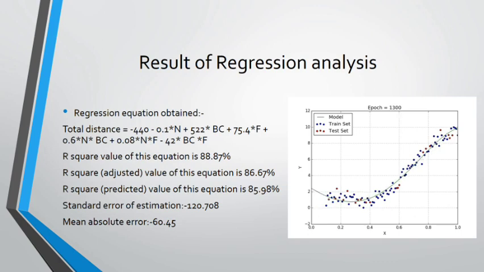R square adjusted value is 86.67. R square adjusted gives us an idea about the variance between the independent variables, and the R square predicted value is 85.98. This value is used while calculating the predictions which we make from the regression equation. The standard error which we get is 120 and the mean absolute error is 60.